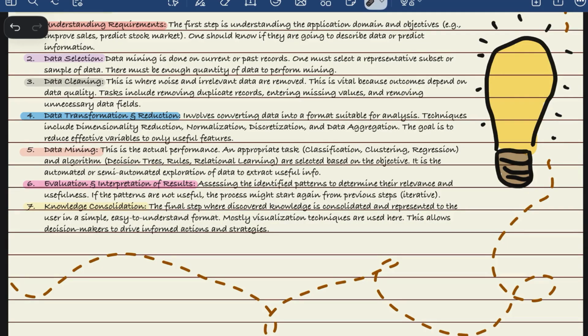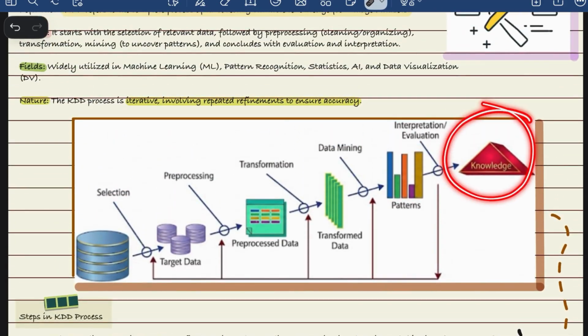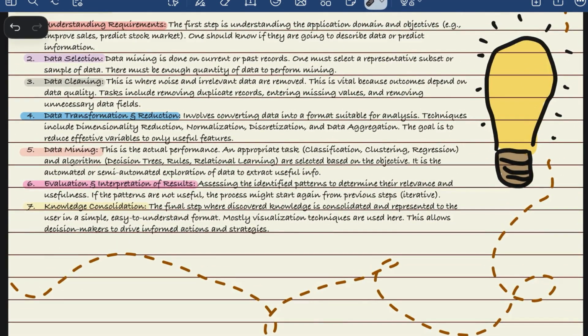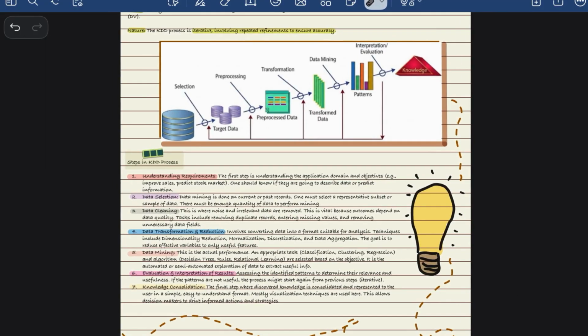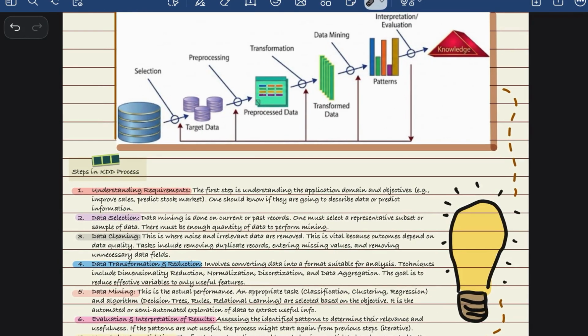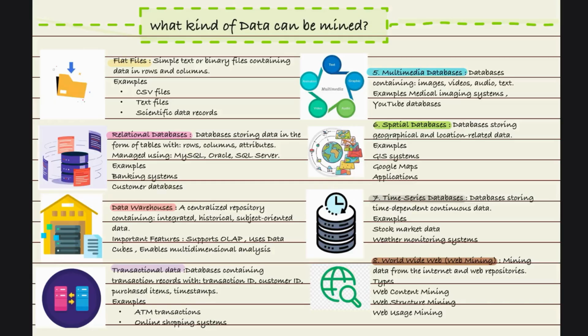Then we have knowledge consolidation. You see, the last part is the knowledge consolidation. This is the final step. This is the final victory lap. You take the highly complex mathematical patterns and you translate them into a simple, stunning visual graph, chart or something like that, so that the business managers can take immediate revenue-driven action. So this is how our complete knowledge discovery works. Okay, I hope you are able to understand.